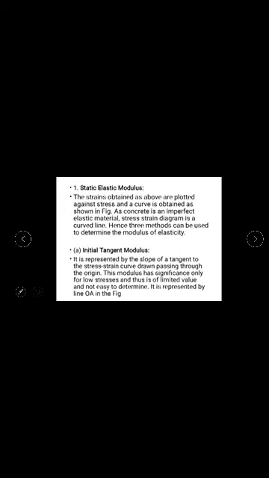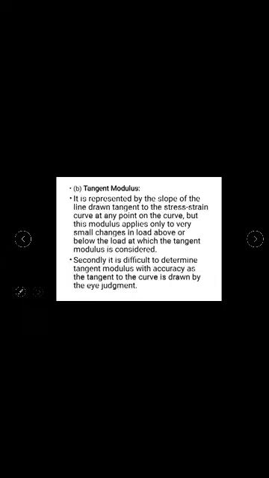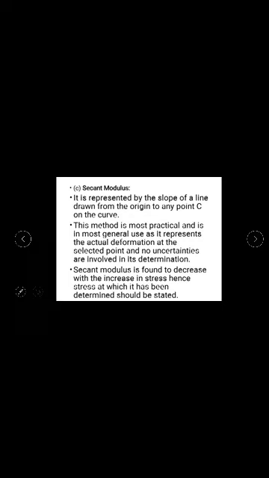So just now we have seen the definitions of static elastic modulus, that you have initial tangent modulus. And the reason tangent modulus is not considered is that it is difficult to determine tangent modulus with accuracy, as the tangent to the curve is drawn by eye judgment. And the third one is the secant modulus. Secant modulus is the more preferred one because it is more practically viable and it represents the actual deformation at the selected point, and no uncertainties are involved in its determination.